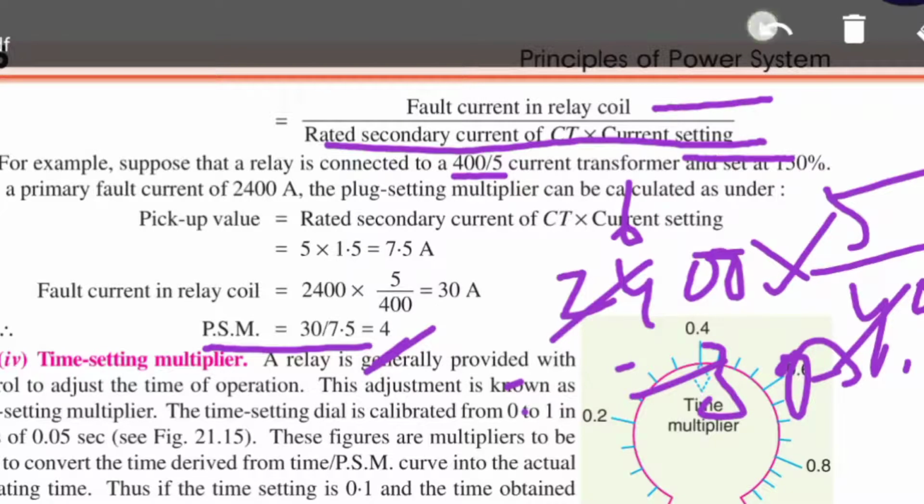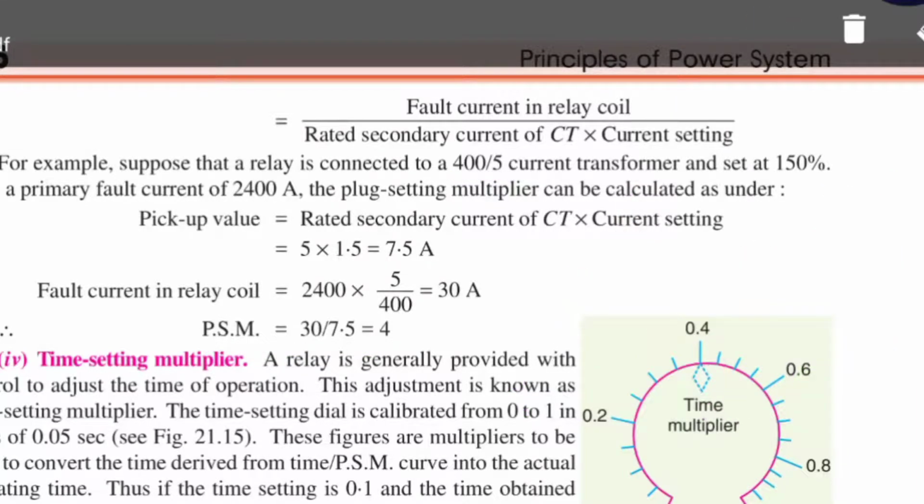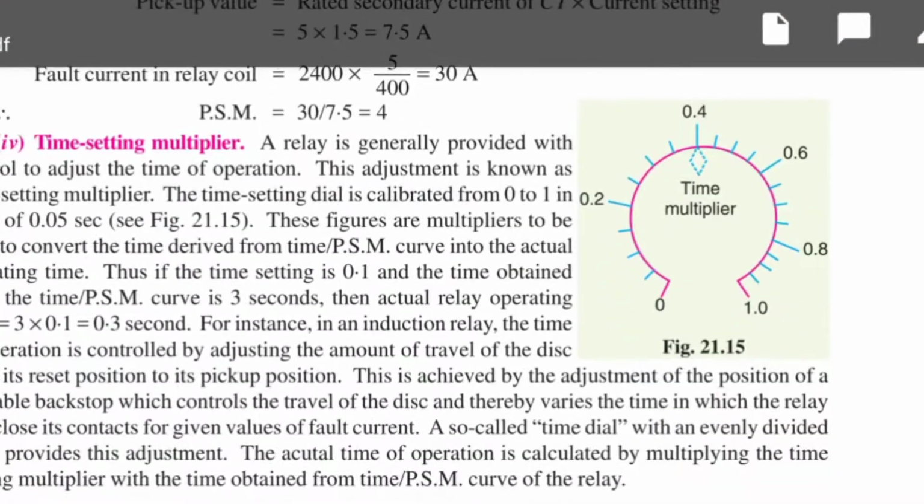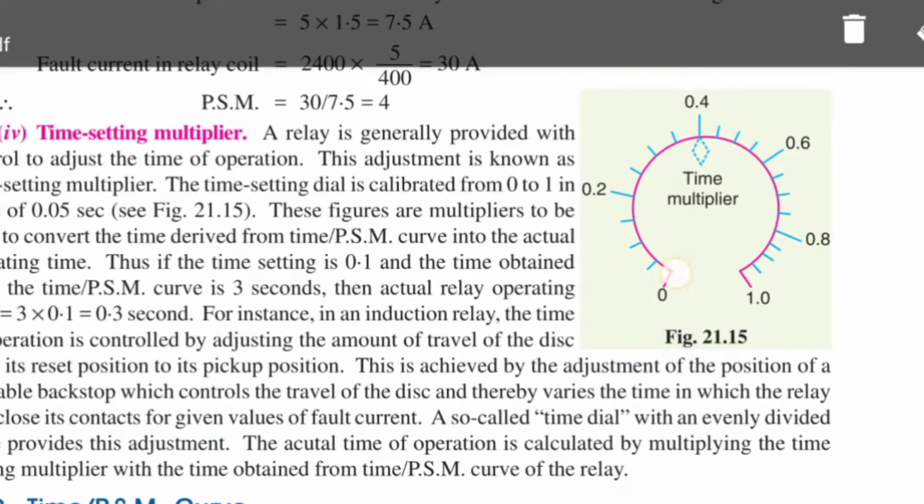The use of plug setting multiplier is that it is a multiplication factor that can be used for a relay. The next one is time setting multiplier. A relay is generally provided with a control to adjust the time of operation. For every relay, the time of operation, if instantaneous, is zero time delay; if it has a time delay, it could be 0.4 seconds, like that. This adjustment is known as time setting multiplier.